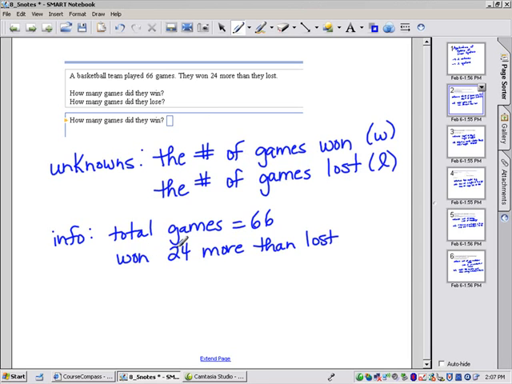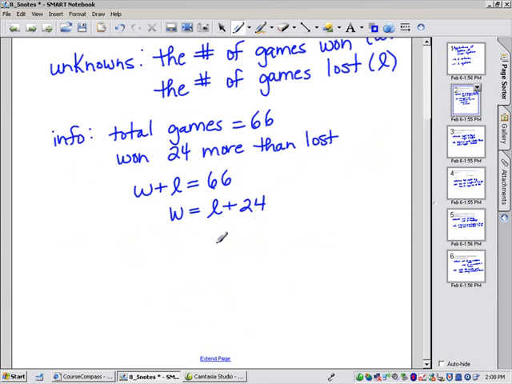And then the information that will allow us to write two equations is that the total games was 66. So that tells us right there that the wins plus the losses was 66. And they won 24 more than they lost. So that tells us that the wins is 24 more than the losses. And then we can solve this with one of the 3 methods, either graphing, substitution, or elimination. This is set up to use substitution, because one equation is already solved for one of the variables.